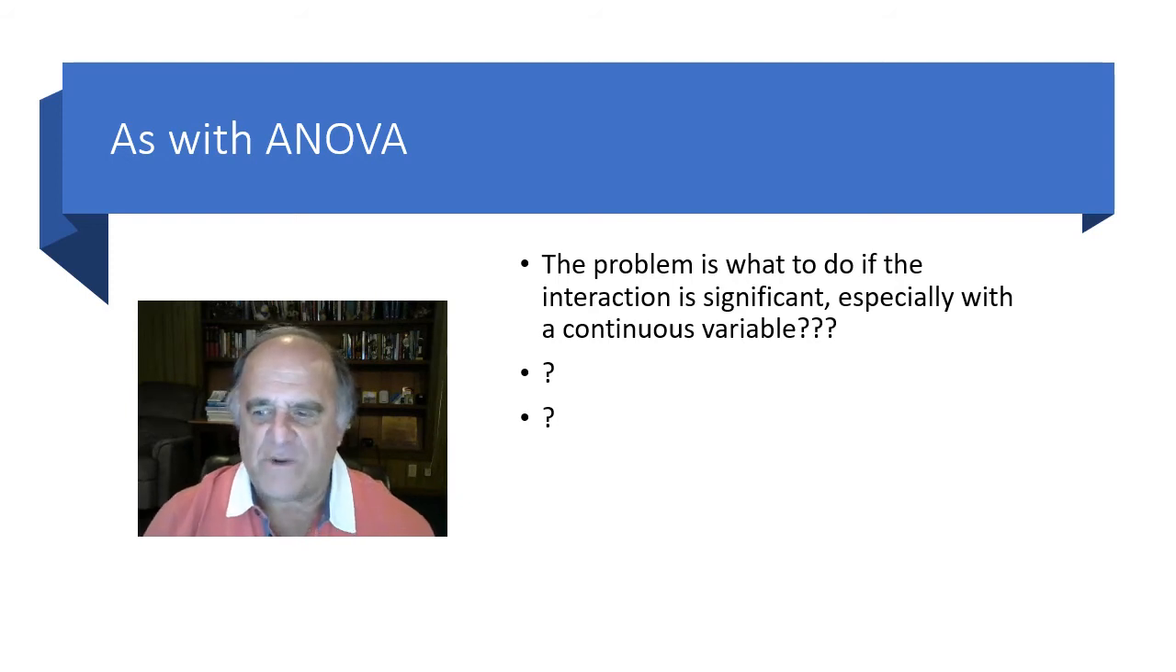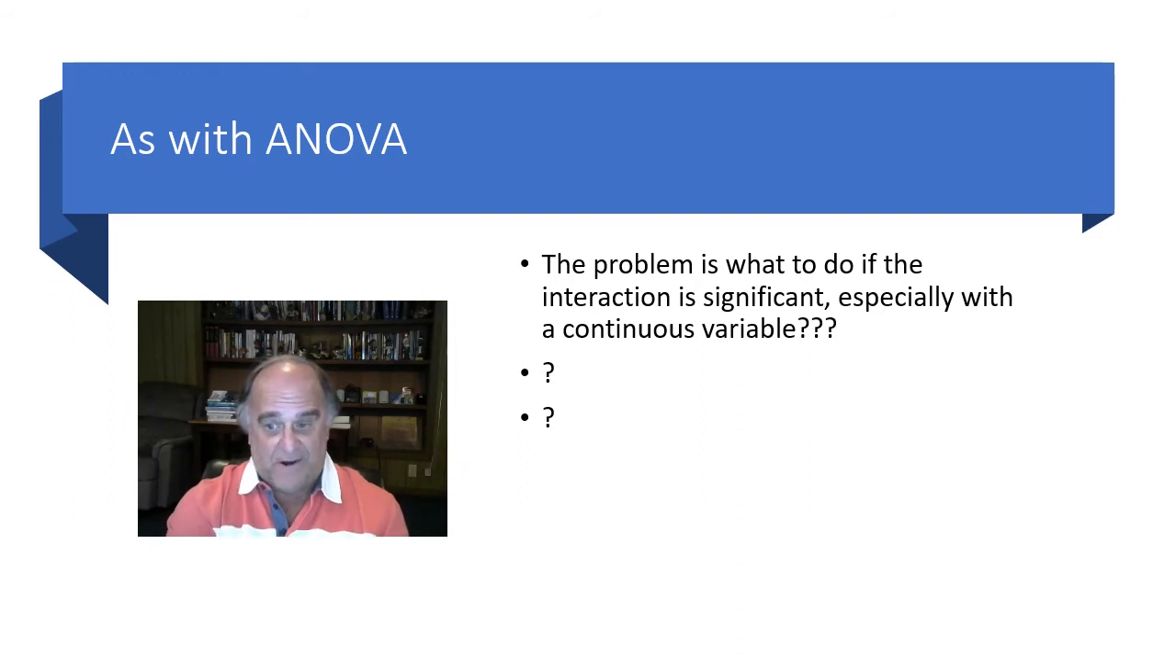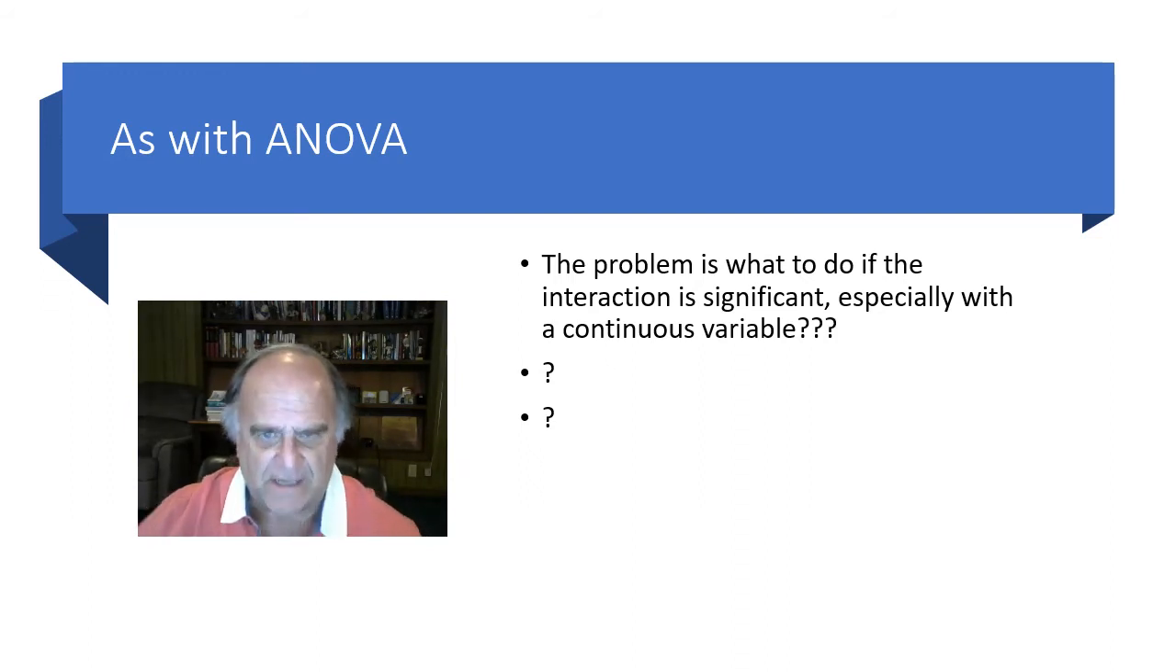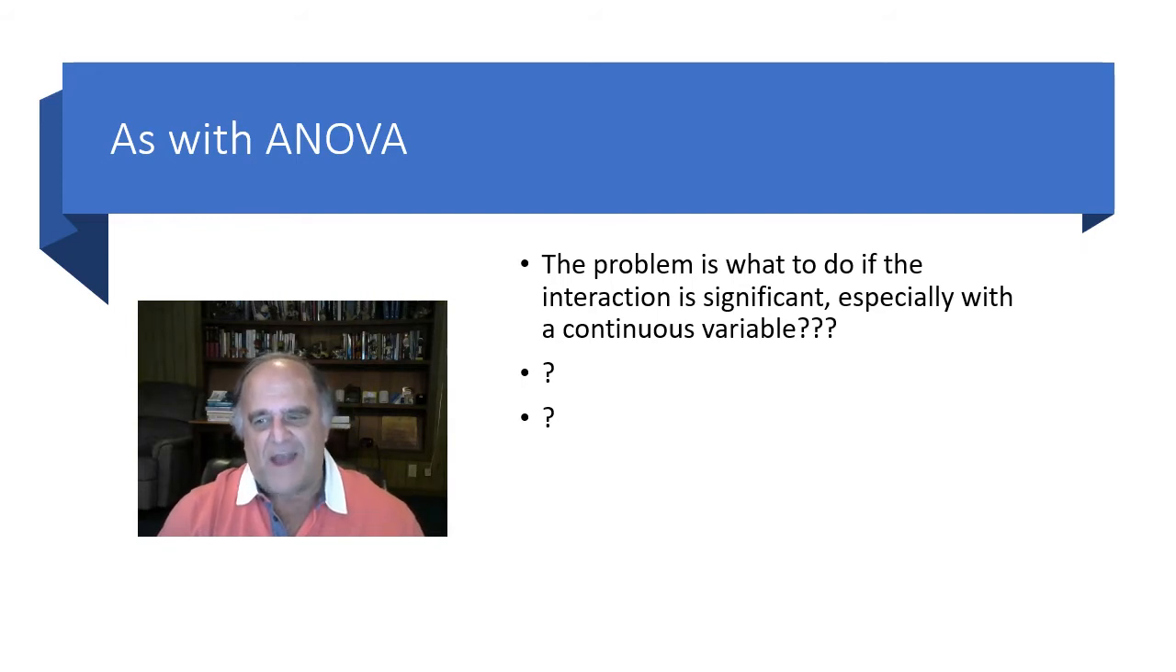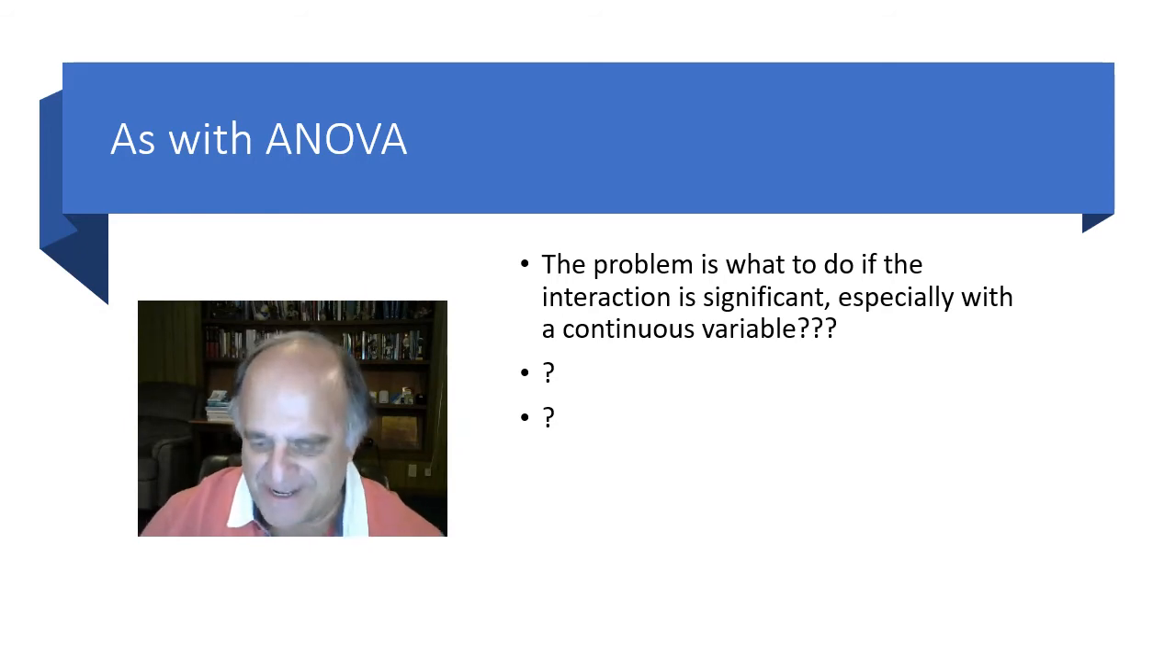Of course, as with an analysis of variance, if you remember back to analysis of variance, the problem is often when you get an interaction, how do you interpret it? Can you interpret the main effects anymore? Usually you say no. How do you interpret that interaction? It's often not that easy. So the problem in regression, as with an analysis of variance, is what to do if the interaction is significant. And it's actually harder to interpret interactions when the variables are continuous. That's why I have so many question marks, because there are so many issues or questions.